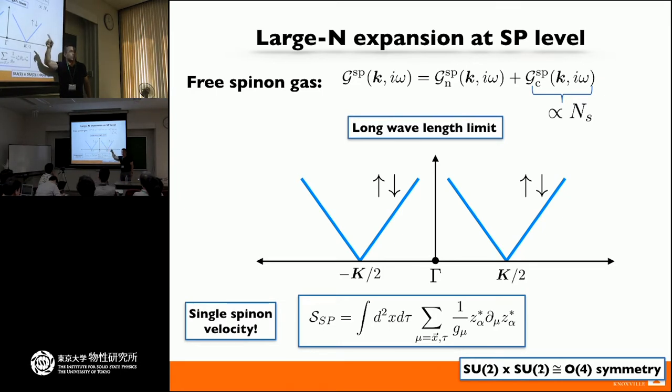We got Goldstone modes with different velocities. But right at the critical point, the interaction terms become irrelevant, and there is an emergent O(4). That is the emergent O(4) that was found in 1994 by Andrei Chubukov, Subir Sachdev, and Senthil, right? So that's the reason why that critical point has an O(4) symmetry. It's the same reason why, at the saddle point level, there is no way we can get the correct velocities of the Goldstone modes.